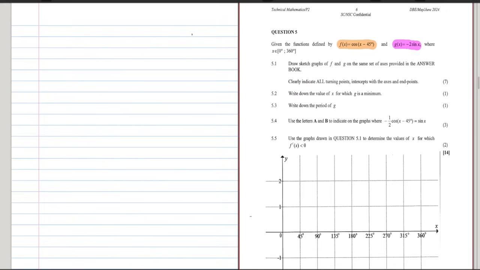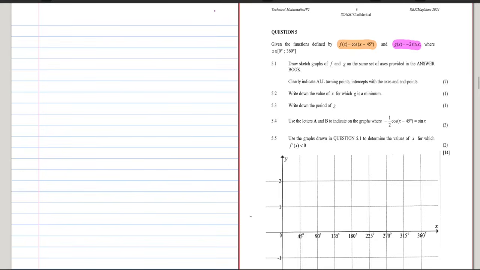The easiest way to plot a trigonometric function is actually to use your calculator. If you have the Casio 82ZA Plus, it's gonna work just fine as well. So we press mode, and then we go to table, and then you see an f of x appearing there.